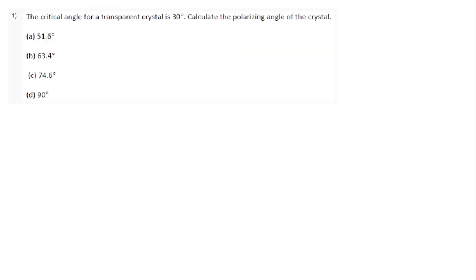Now we have half an hour left, so I think we should discuss numericals which are important for you to solve your assignments due. So let's start with the assignments. The question is: the critical angle for a transparent crystal. So be careful, we are no longer talking about glass, because glass is not a crystal, and glass was isotropic in nature, but now we are talking about crystals, and here I think we will be discussing uniaxial crystals. Okay, so the critical angle for a transparent crystal is 30 degrees. Calculate the polarizing angle of the crystal.